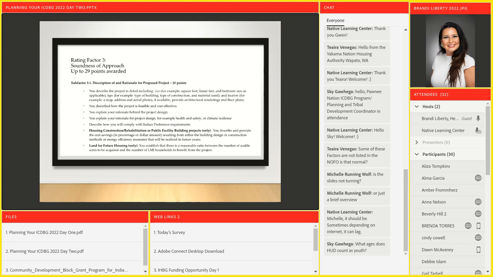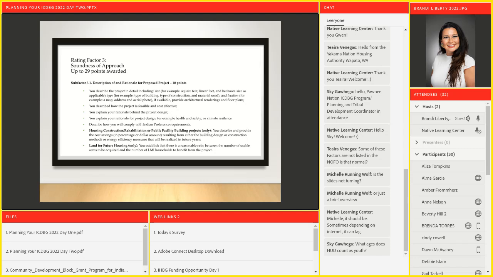Rating factor 3, soundness of approach: you are able to be awarded up to 29 points in this factor. Subfactor 3.1, description of rationale of the proposed project, you can get a combined total of 10 points for this subfactor. For this, you must be able to provide a detailed description of the rationale behind your project, including how you determine the project design and that the plans and design are feasible and cost effective.